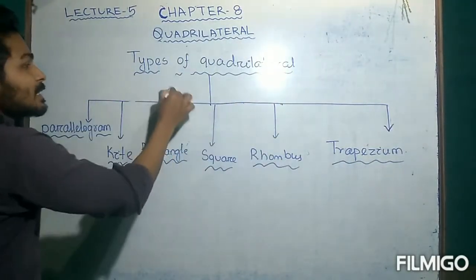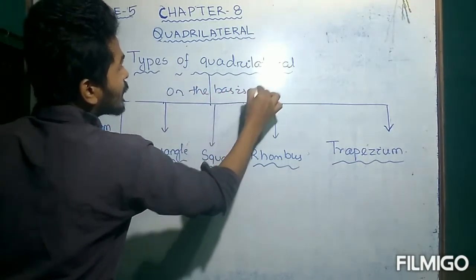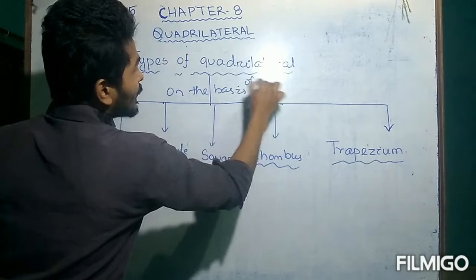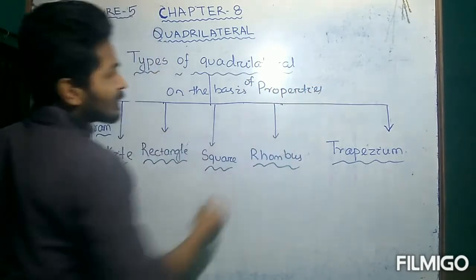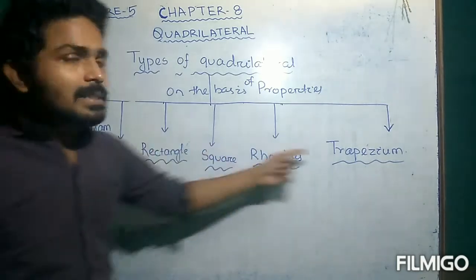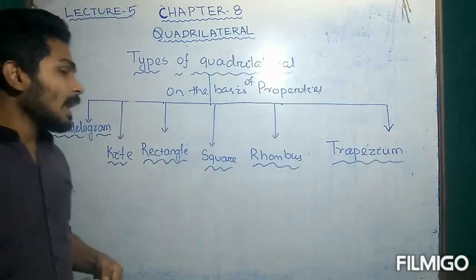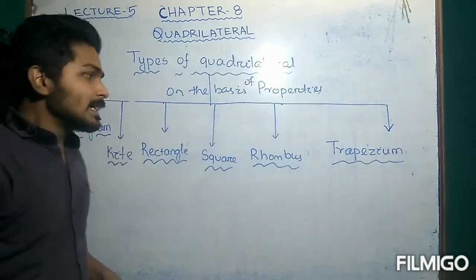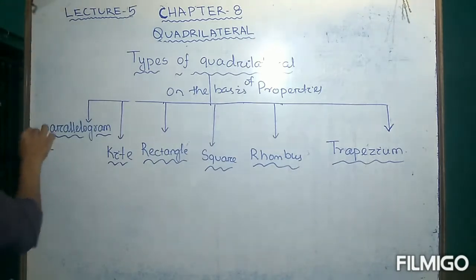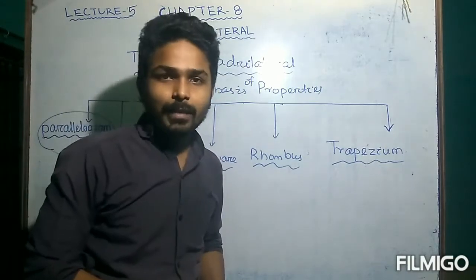Right. So on the basis of various properties, the quadrilaterals are of different types. How many types? They are of 6 types. Okay, and these are the 6 types of quadrilateral. Now we will discuss each type vividly. So let us start with the first type, which is known as parallelogram. Okay, let's start with parallelogram.